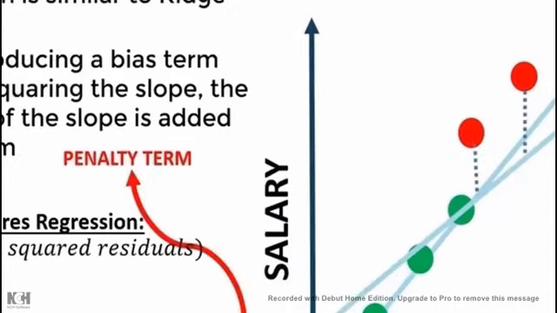Now coming to the lasso. Lasso is the same as ridge regression. The only difference is the penalty term is alpha into the modulus of slope. Instead of considering slope square, you take the modulus of slope. Simple. The penalty term is the only difference. Remaining everything is the same.